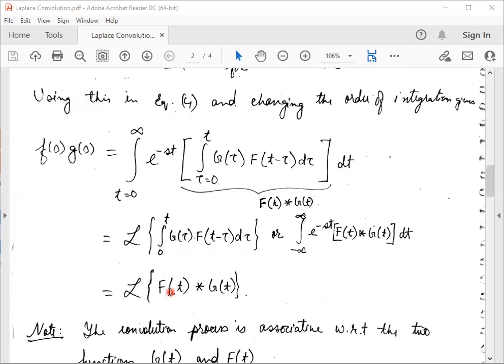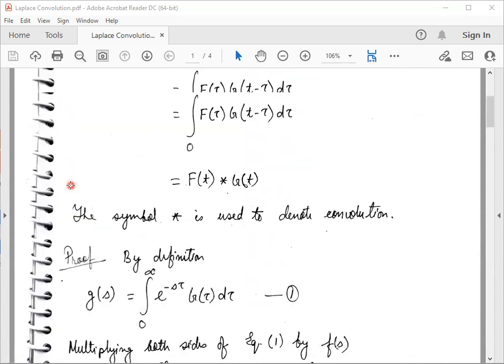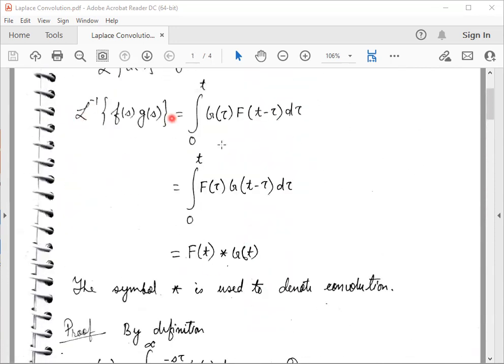So if you take the inverse Laplace transform of both sides, we get the required result. That is this result: the inverse Laplace transform of f of s g of s is equal to the convolution of f of t and g of t. Okay, so that is how we prove the convolution theorem.